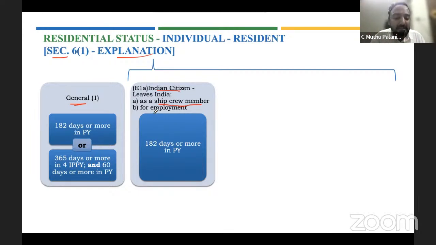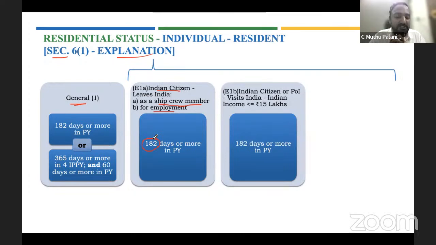And the second reason is employment. You are leaving India for employment purposes. We know some of our friends or relatives have gone outside India saying that their company has deputed them outside India. So as a deputation or as an employee, you are leaving India for employment. In this case, the only basic condition will be 182 days. There are no two basic conditions. The only basic condition is 182 days or more in the previous year.